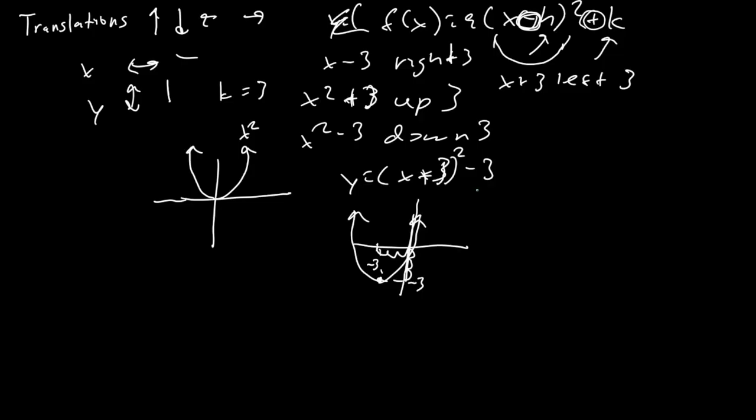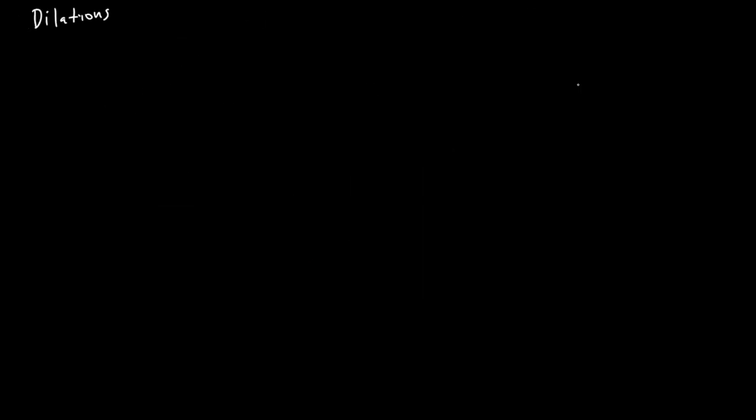And that's it for translations. Okay, so dilations are basically when the graph either shrinks, it gets thinner, or it widens. And going back to the equation, y equals a times (x over b minus h) plus k, squared. We can actually see that a and b cause these dilations.